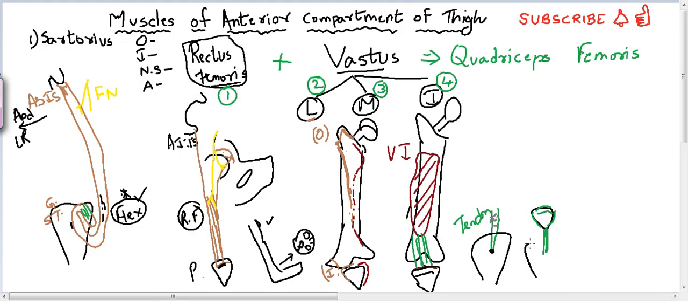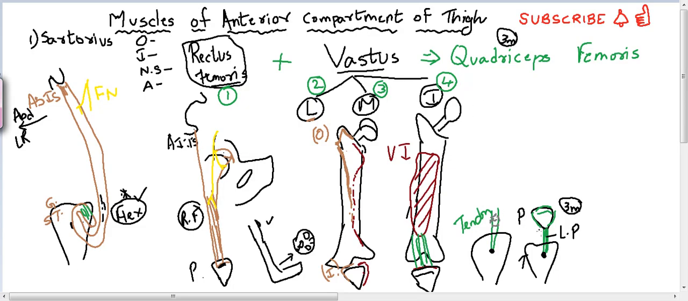By definition, ligament connects bone to bone. Is patella a bone? Answer is yes. Is tibia a bone? Yes. So this is called as ligamentum patella or patellar ligament. Superiorly attached to the apex of patella, inferiorly attached to tibial tuberosity. Ligamentum patella itself is a 3 marker. Quadriceps femoris is also a 3 marker.